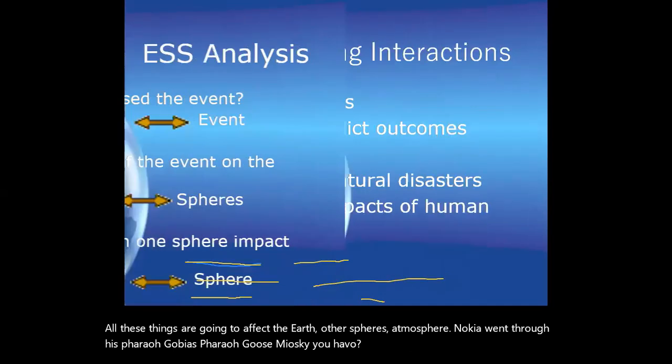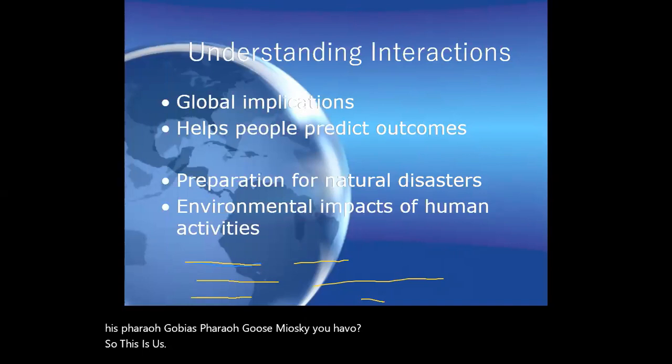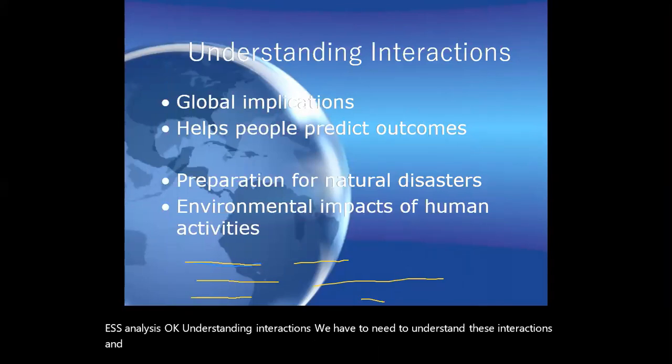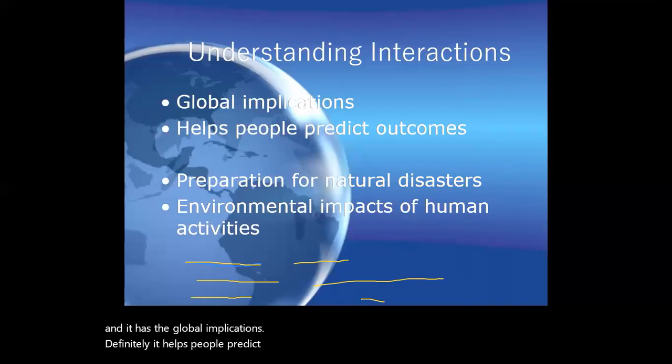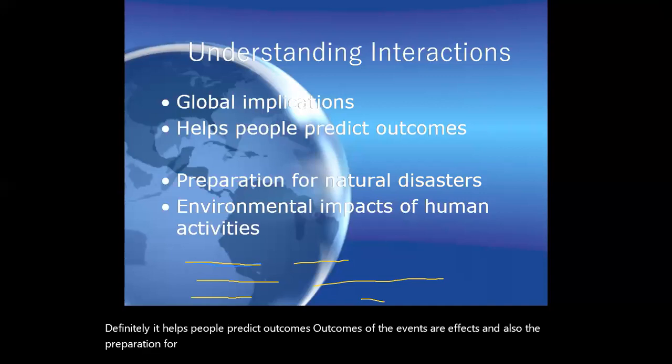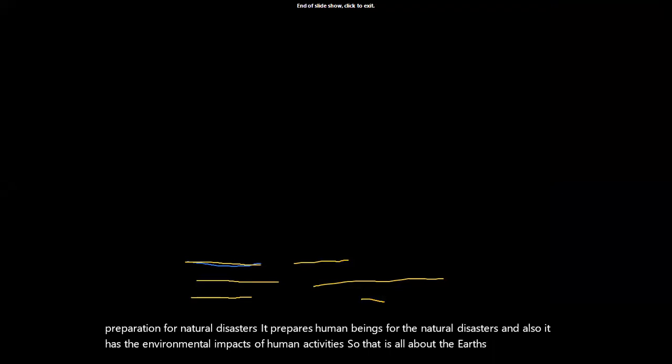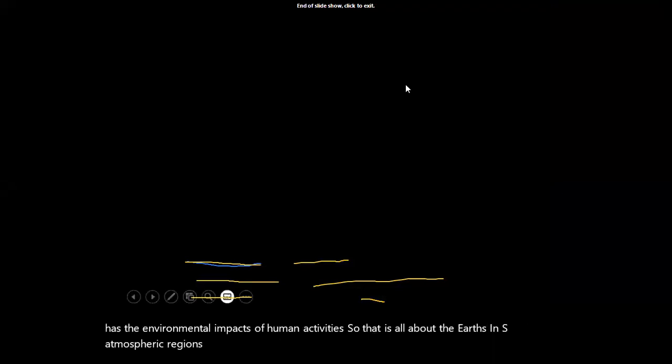So this is Earth's ESS analysis. We need to understand these interactions, and it has global implications. Definitely, it helps people predict outcomes of events or effects, and also prepare for natural disasters. It prepares human beings for natural disasters, and also it shows the environmental impacts of human activities. So that is all about Earth's system science.